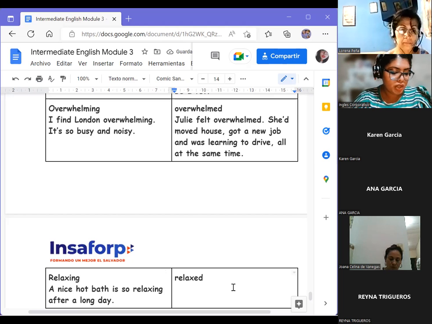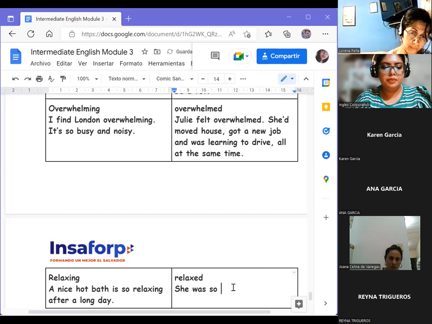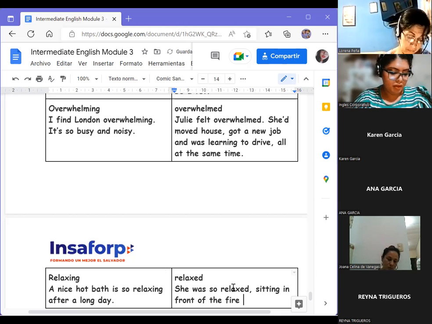Relaxed. She was so relaxed sitting in front of the fire that she didn't want to move.